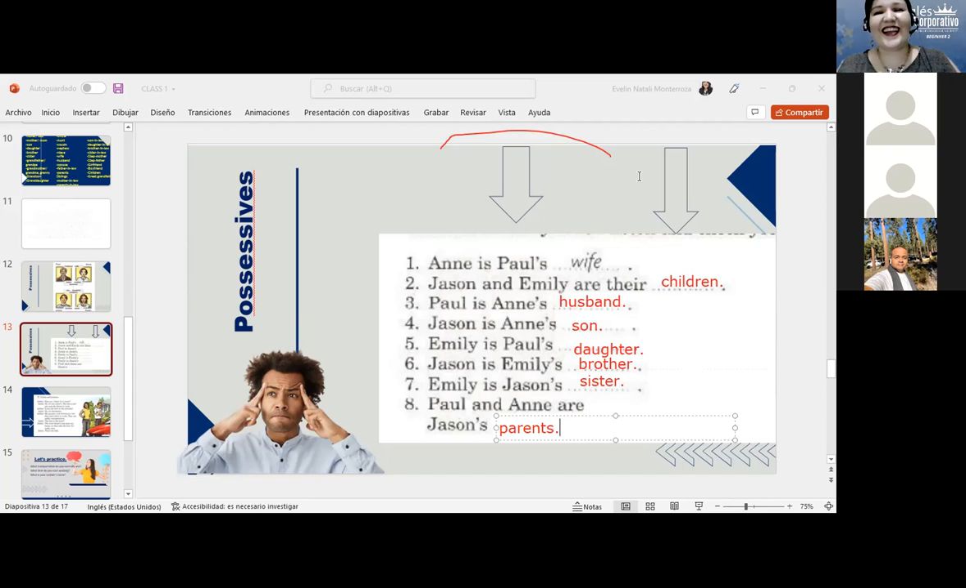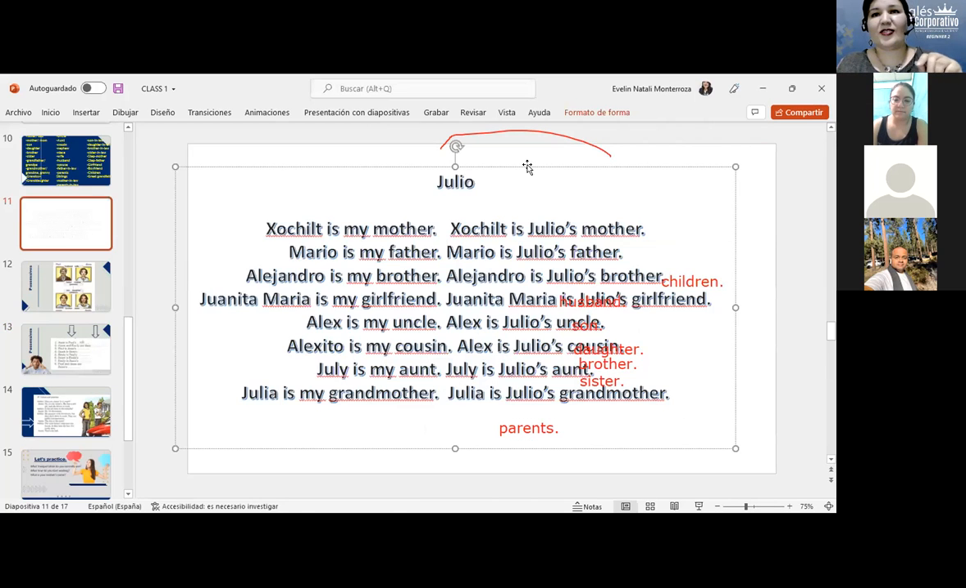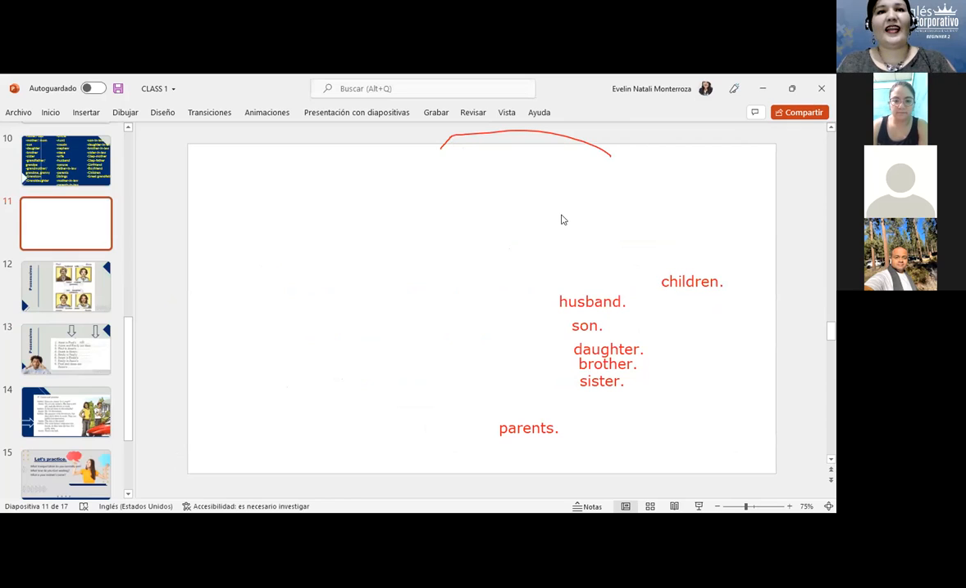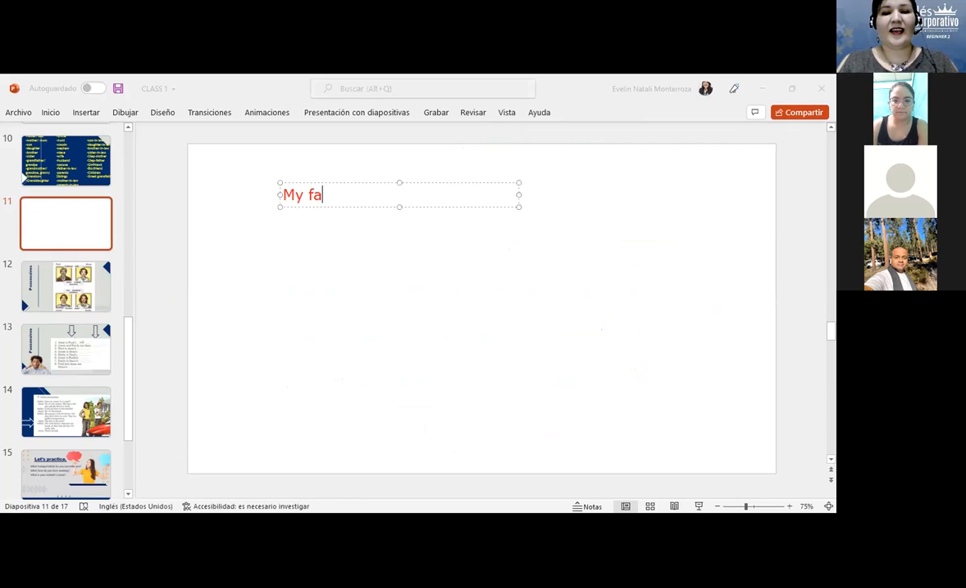So, parents. Good. So, in your family, in your little family, can you tell me who the members of your family are? I am going to give you one example. Le voy a dar el ejemplo aquí con este. Let me just erase here the example. I will say, my family is small. I have my husband, my son, and my pet. That is my family. My family is small.